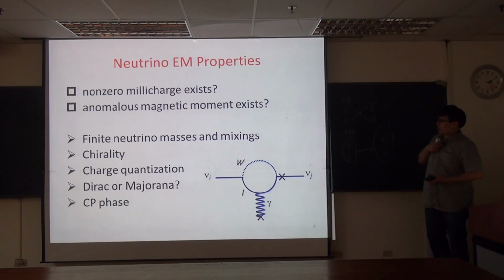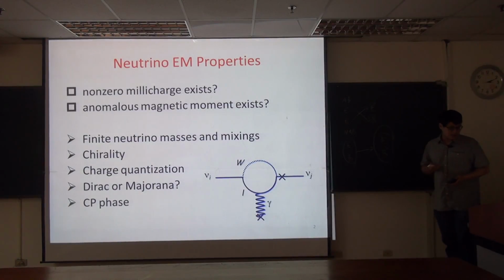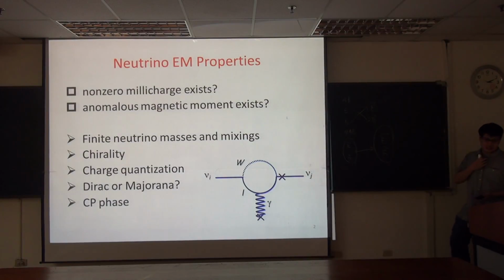These properties are the fundamental detectable properties. So this can be related to many interesting mechanics. So we may ask, is there any non-zero very small millicharge carried by the neutrinos? If it does, then it must be a Dirac particle, not Majorana. So this is an interesting problem to search for.